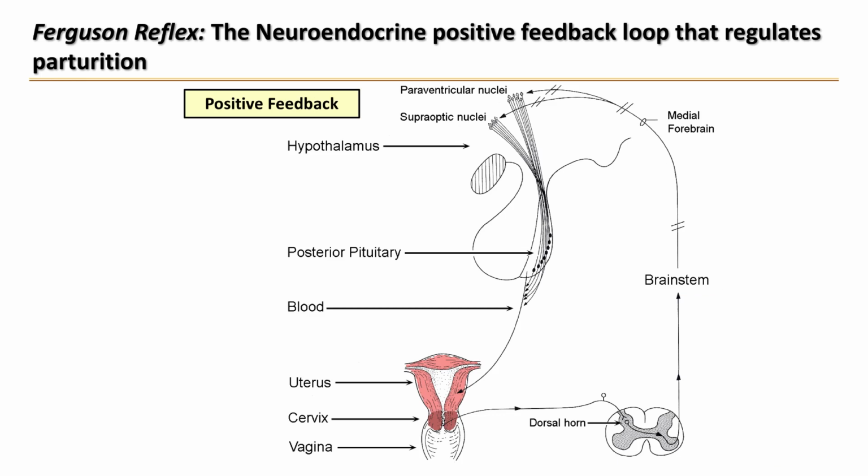At this point in time, the oxytocin receptors are upregulated, and it becomes a positive feedback loop. Recall that we have very few positive feedback loops in the endocrine system. 2 of them actually deal with oxytocin, and this is the first, the Ferguson reflex.